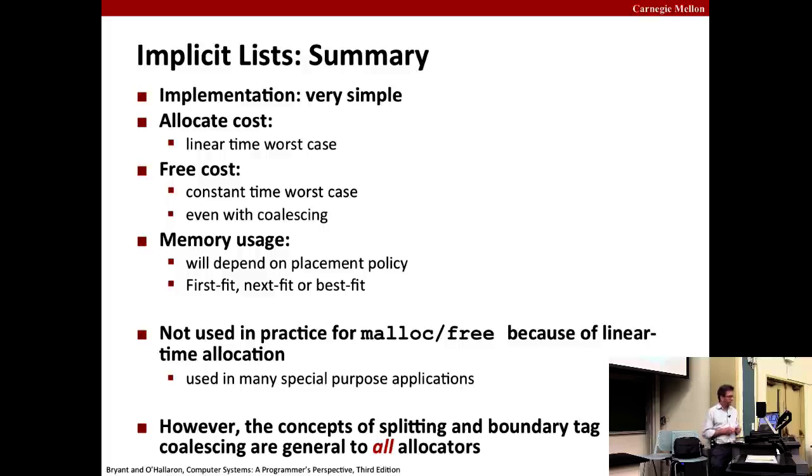Okay, but it can be used in special purpose allocators where you have a small number of size classes maybe, or you have a fairly small free list. But the ideas of splitting and coalescing that we looked at are general to all allocators. Okay, so the idea of boundary tag based coalescing is used regardless of the structure of your free list. So implicit lists are useful to study because they introduce some important concepts, but generally they're not that useful.